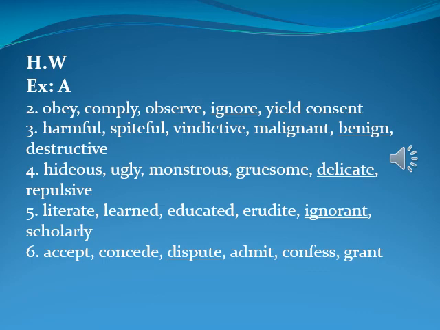Number 5, literate, learned, educated, erudite, ignorant and scholarly. So among these, ignorant is the odd one and we have picked it out. That's underlined. And the last one, number 6, that's accept, concede, dispute, admit, confess and grant. So among these, dispute is the odd one. We have picked it out.